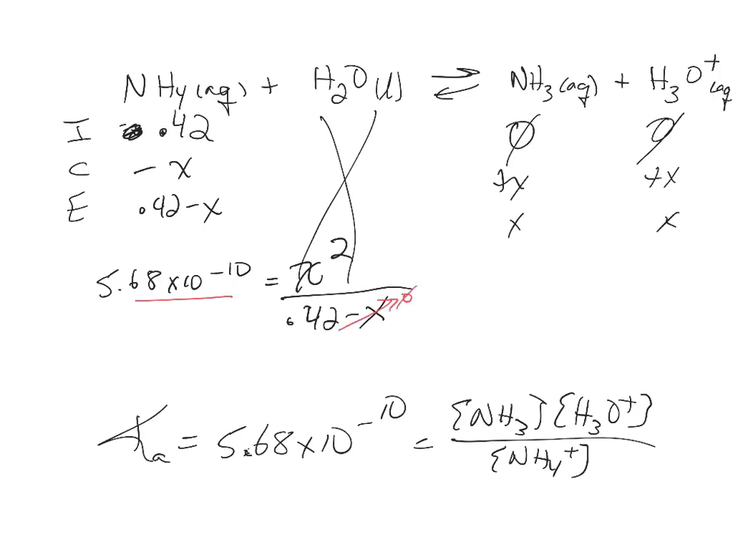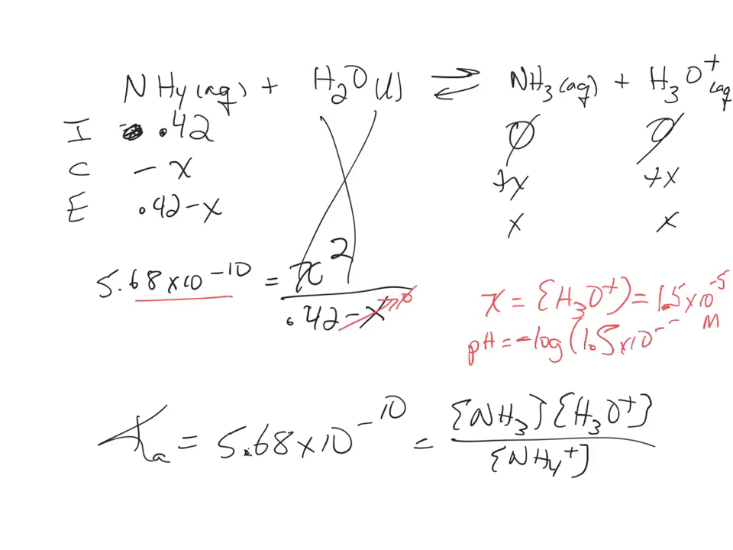We'll multiply through by the initial and take the square root, and we'll get x, which is equal to the concentration of hydronium, is equal to a value of 1.5 times 10 to the minus 5 units of molar. Our pH is a minus base 10 log of that, giving us a pH of this solution equal to 4.81. We have an acidic salt.